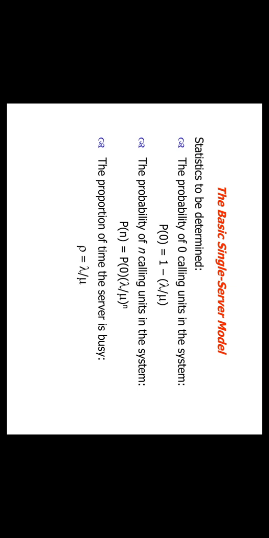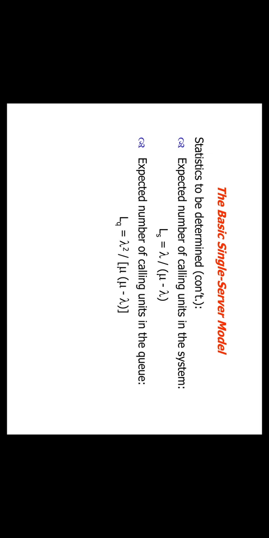Next is the proportion of time the server is busy. Rho is equal to lambda over mu. Followed by expected number of calling units in the system. L sub s is equal to lambda all over the quantity mu minus lambda. Then we have expected number of calling units in the queue. L sub q is equal to lambda squared all over the quantity mu multiplied by the quantity mu minus lambda.